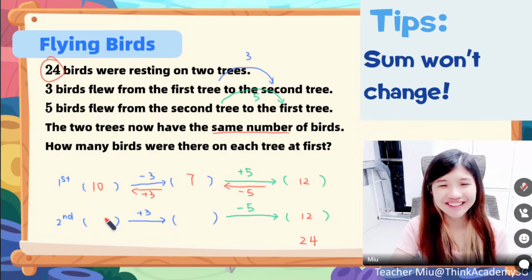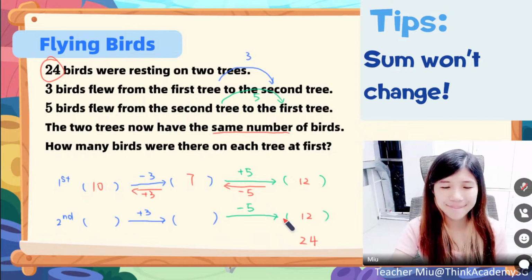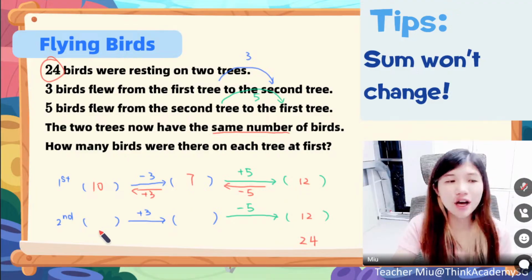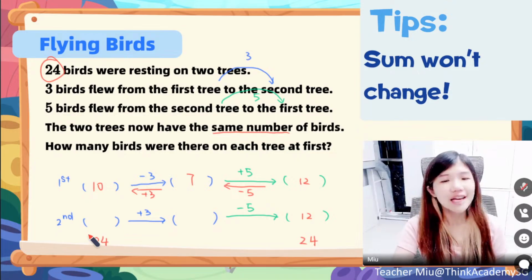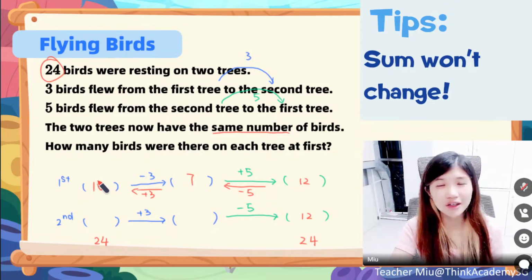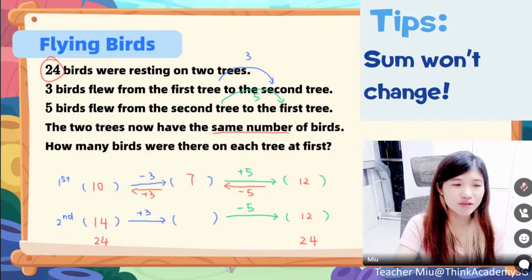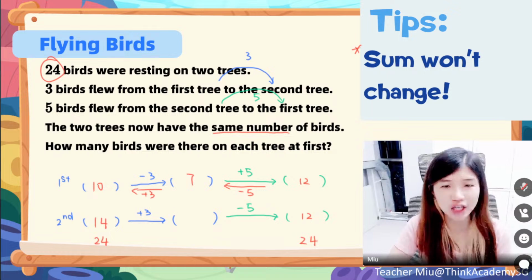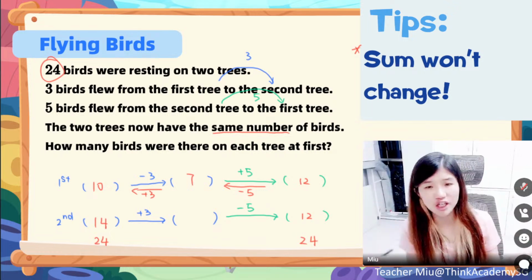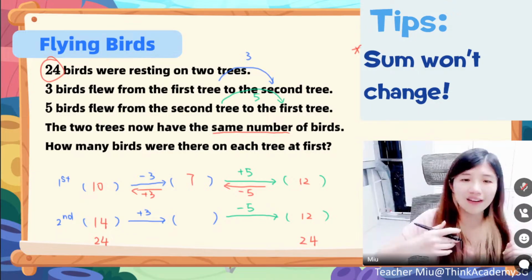No. Actually, you don't need to do the second train. You know why not? Because altogether there are 24 birds. Yes, well done. As the sum, there are 24 birds altogether. If 10 of those are on the first tree, what about the remaining 14? They must be on the second tree. So this is also one very important tip: the sum won't change for the internal exchange. You can just find out one of them by knowing the other one.